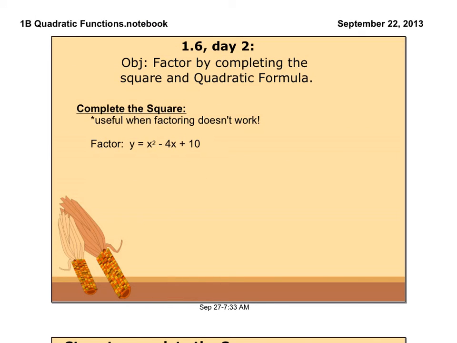This brings us to 1.6 day 2, and that's where we're going to call it quits for day 1. Just a little preview as to what's coming. We are going to continue to factor and throw in the quadratic formula and practice another new technique called completing the square. All right, any questions on day 1? Make note of those, and let's talk about them more.